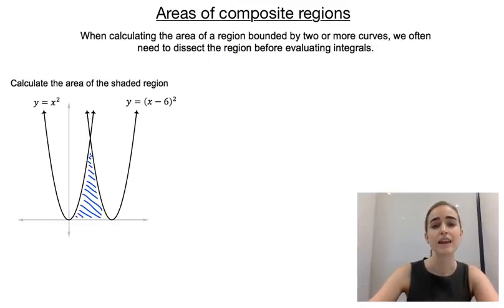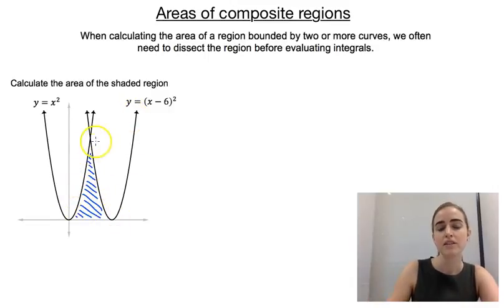In this example, we're asked to calculate the area of this blue shaded region here. So we've got two curves over here. We've got the parabola y equals x squared, and we've got the function y equals (x minus 6) squared. The problem here is that it's not just the area under one curve, it's the area under two separate curves. So what we're going to do is split this region straight down the middle here, and then evaluate two separate integrals. We can find the area under this curve between this x value and this x value, and then find the area under this curve between these two x values.